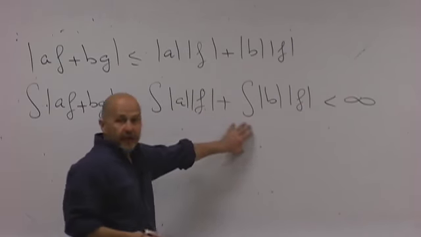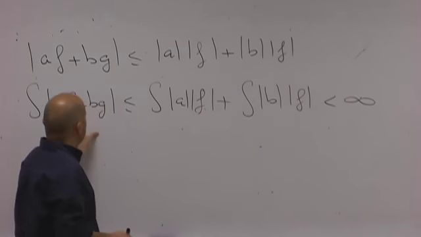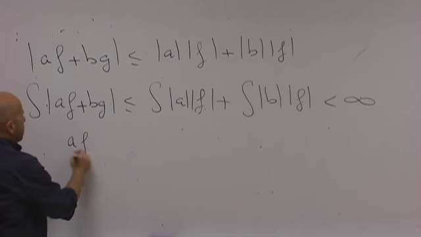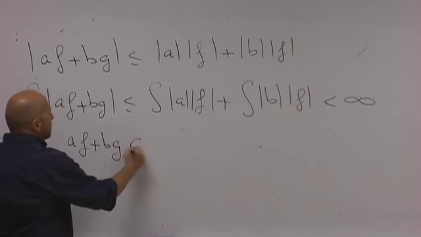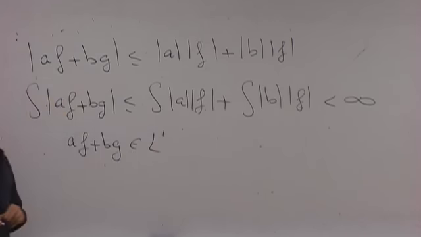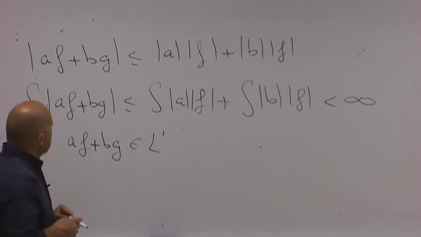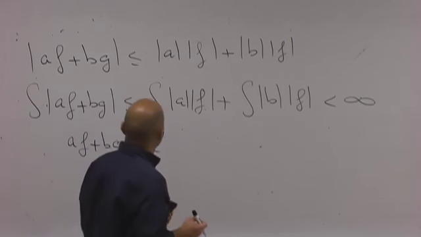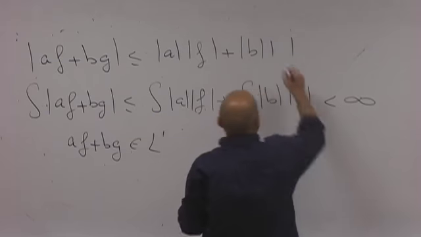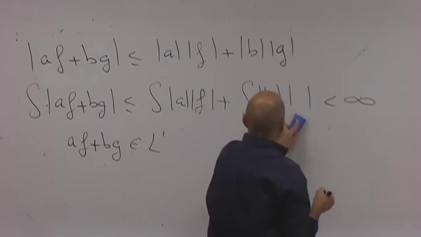And everything is finite on this side, therefore this side is finite, and you can conclude that af plus bg belongs to L1. Oh, I'm starting to mix my f's and g's, we'll have to stop.